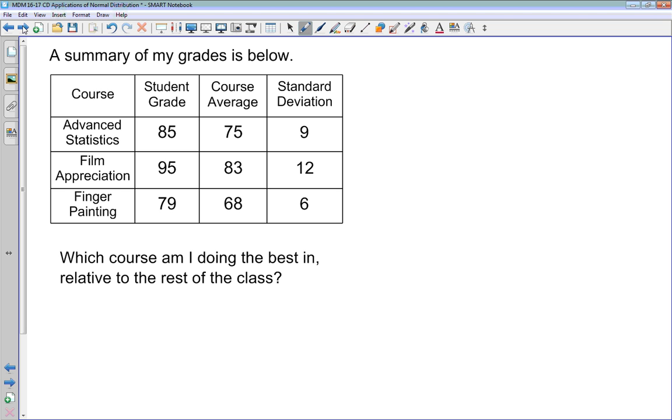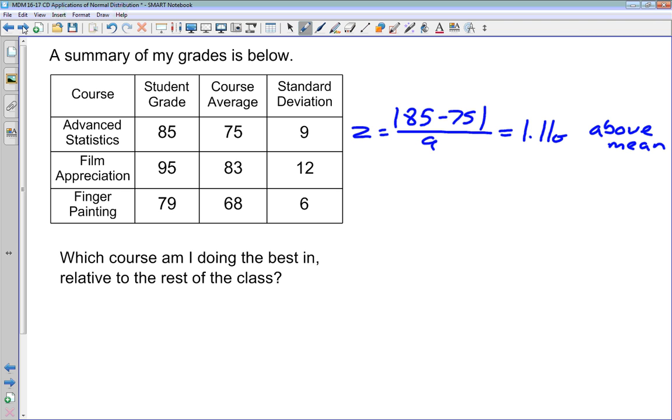So let's calculate the z-score for each one of these courses. So for advanced statistics, my z-score is going to be my 85 minus the course average, 75, divided by standard deviation, 9, gives me 1.11 sigma above the mean. So I'm 1.11 standard deviations above the mean in statistics.